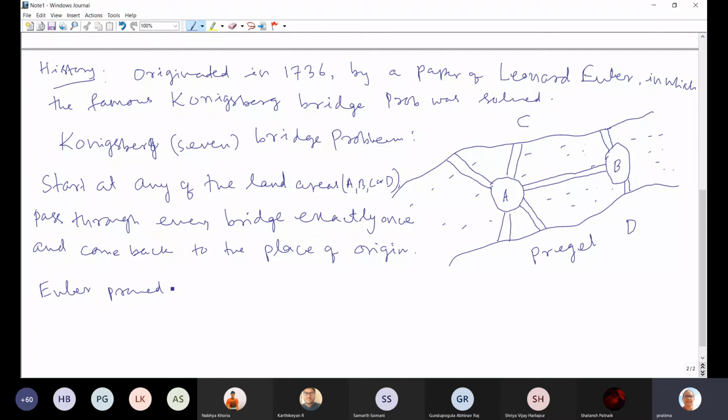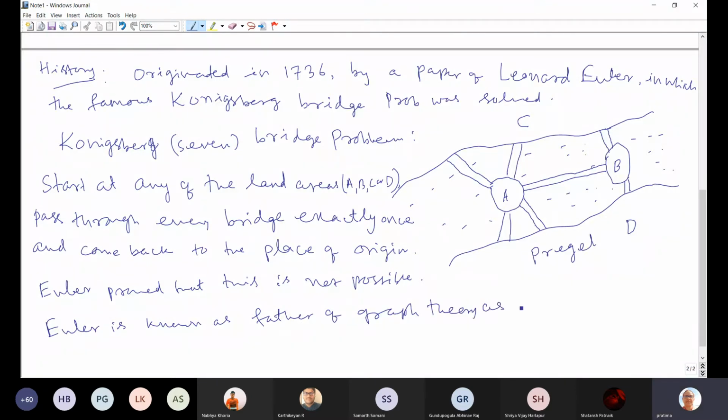From this paper of Euler, the subject graph theory as well as topology started, and therefore Euler is known as the father of graph theory as well as topology. This was in 1736.